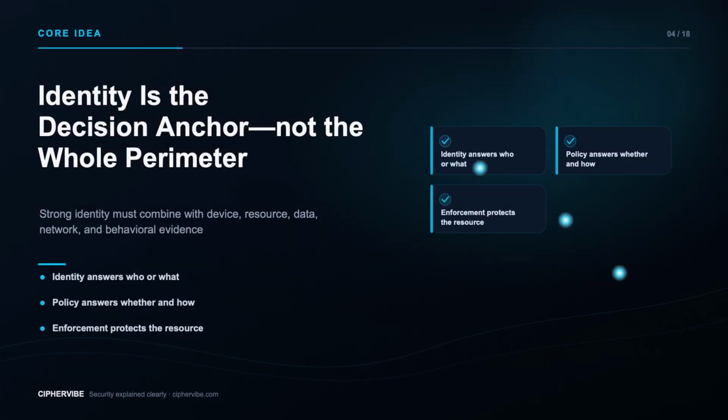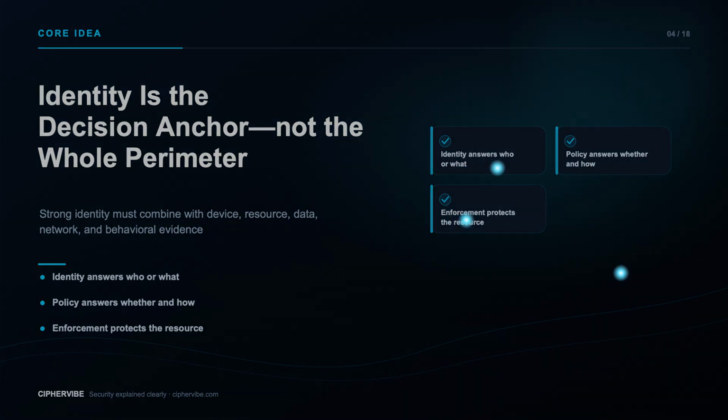Saying identity is the new perimeter is useful only with one correction. Identity is the decision anchor, not the only control. CIS's zero trust model includes identity, devices, networks, applications and workloads, and data. The secure outcome comes from combining those signals and enforcing a resource-level decision.